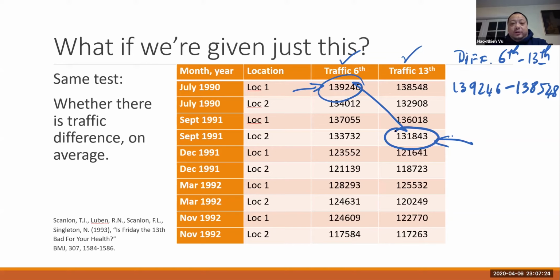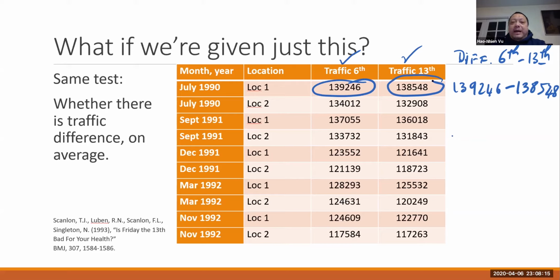So we tell our little brother, look, we're taking traffic for Friday the 6th from July 1990 at location 1. And so if we're going to compare it with Friday the 13th, we must also compare it with Friday the 13th in July 1990 at the same location, same year, same month, same location. It does not make sense to compare it with Friday the 13th, some other month, some other year, some other location. It has to be these two. Our little brother is satisfied with our explanation. He walks away.